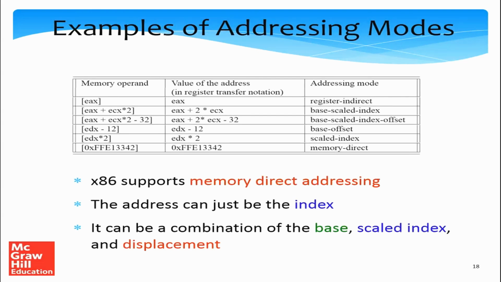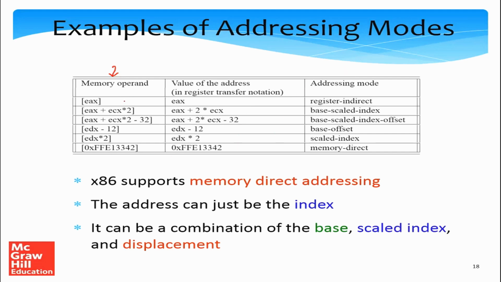Now let me give an example of addressing modes. Let us consider the memory operand as it is specified in the x86 assembly language, and the value of the address in register transfer notation. For this, go back to chapter 3, and it will tell you what it is. We are just mathematically trying to represent what the address is like. And then the addressing mode.